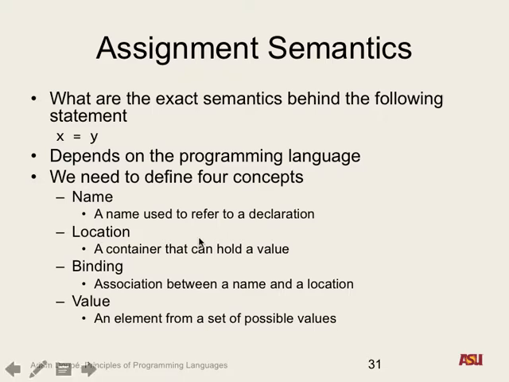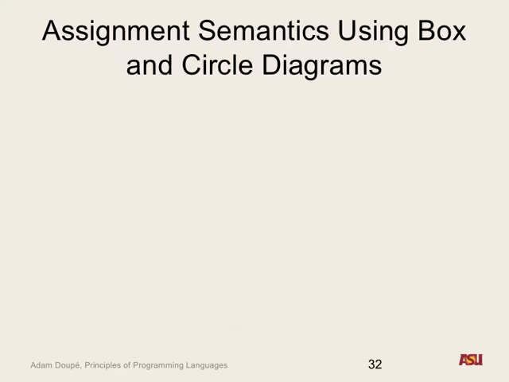So the way we're going to think about and understand the semantics of assignment statements and the relationship between these four things, the name, the location, the binding, and the value, is something that's going to look kind of silly, but actually makes crazy pointer operations manageable and doable, and really helps how you think about these things. So we're going to use box circle diagrams, and they're exactly what they sound like. They have boxes and circles. Pretty easy, right? Don't even need to be an artist.